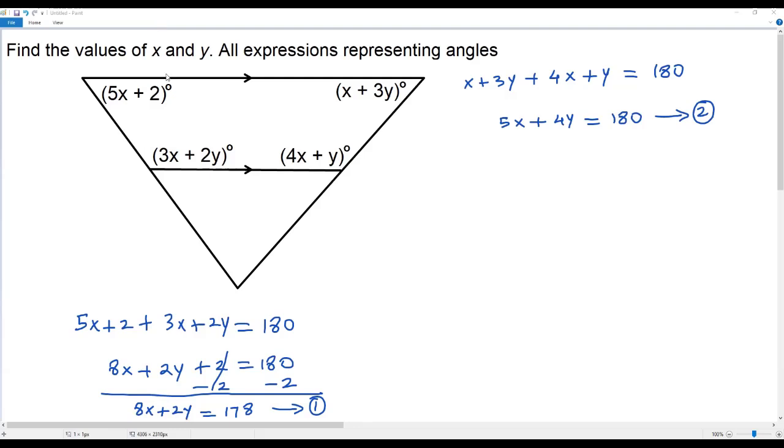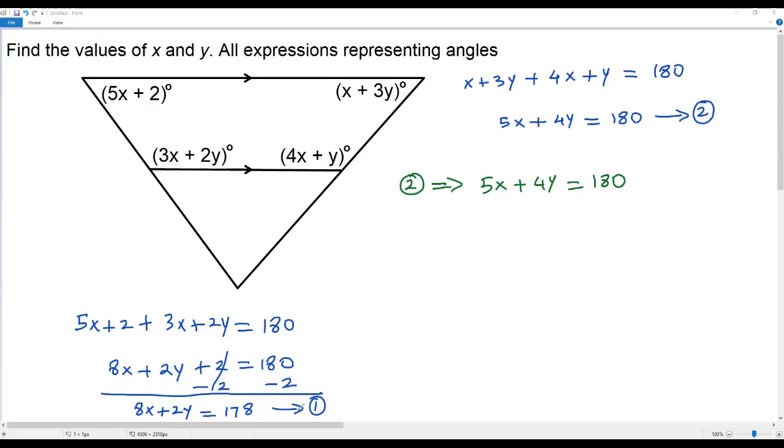Okay, now what we need to do is solve equation number 1 and 2 for x and y. So let me rewrite the second equation as it is, that is 5x + 4y = 180. Now I'm going to multiply the first equation by negative 2. So why should I multiply the first equation by negative 2? So that this positive 2y will become negative 4y. Already we have positive 4y over here. So when I get negative 4y over here, I'll be able to get rid of the variable y. That is, I can eliminate the variable y and I can get the value of x.